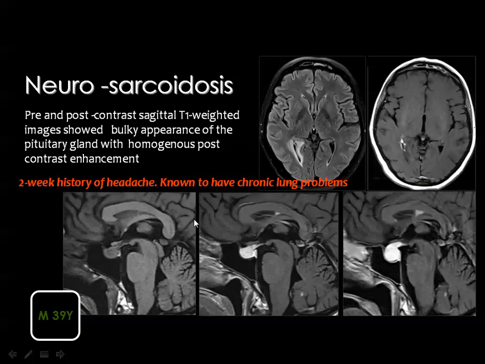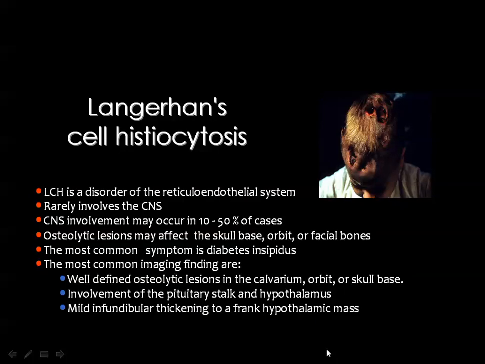And this is a patient known to have chronic lung problems, and this may lead you to think of the possibility of sarcoid. Here, this is the pituitary gland, pre-contrast, and after contrast you get thickening and enhancement of the infundibular stalk. Then you see here on the follow-up study that the lesion has progressed, and there is more thickening of the stalk and more involvement of the pituitary gland.